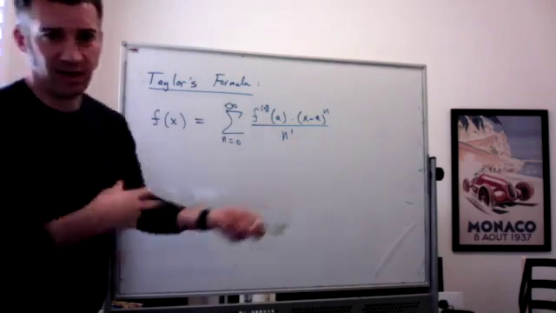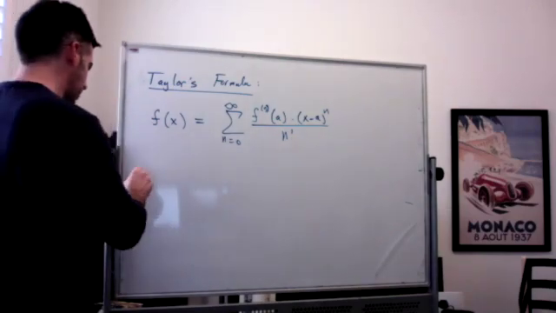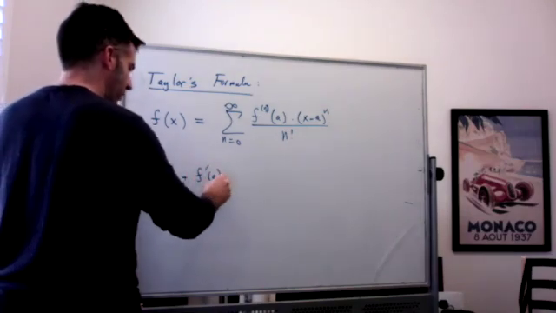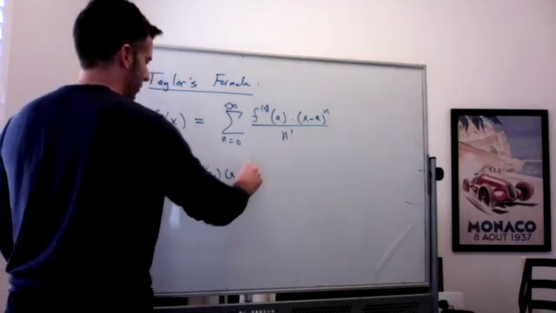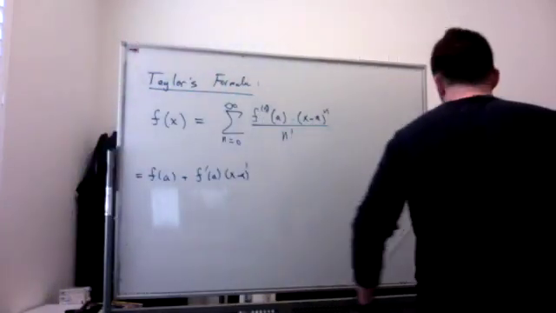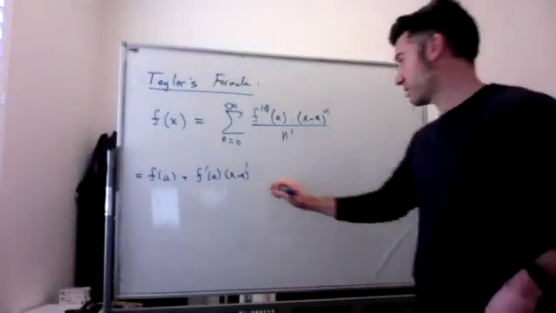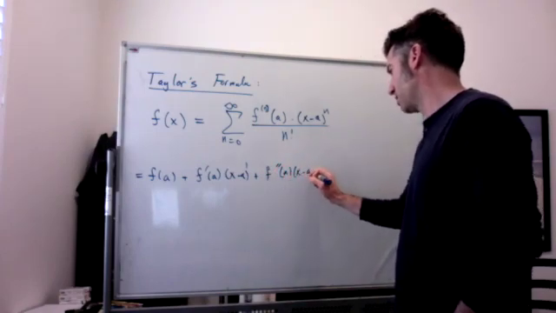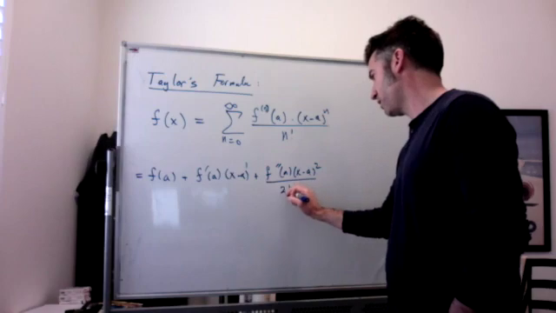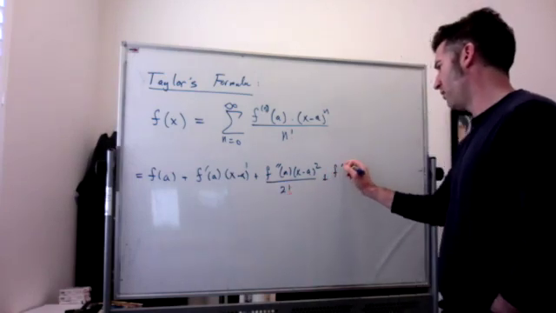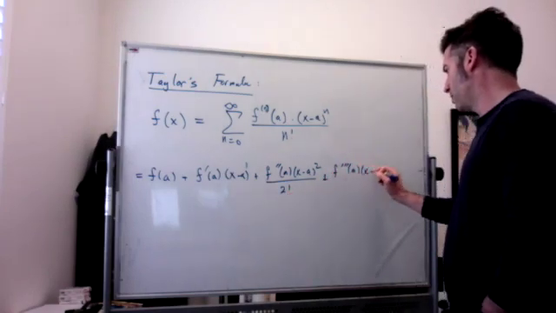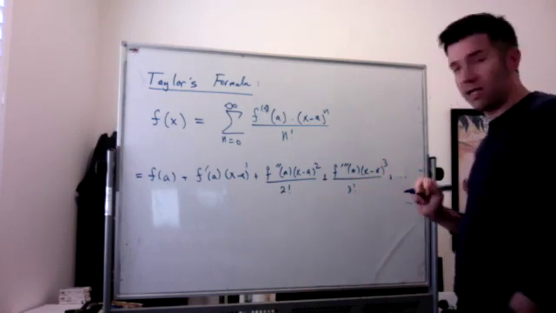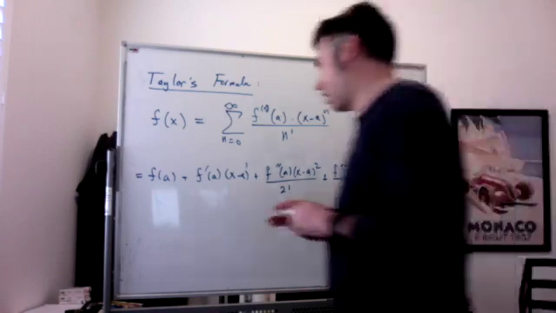And sometimes people like to write this out the long way. This is just f of a plus the first derivative evaluated at a times x minus a to the first, and so on. And actually, I'll point out a couple of things. F double prime of a times x minus a squared over 2 factorial. We'll write one more term. F triple prime of a times x minus a cubed over 3 factorial, et cetera, forever and ever and ever.